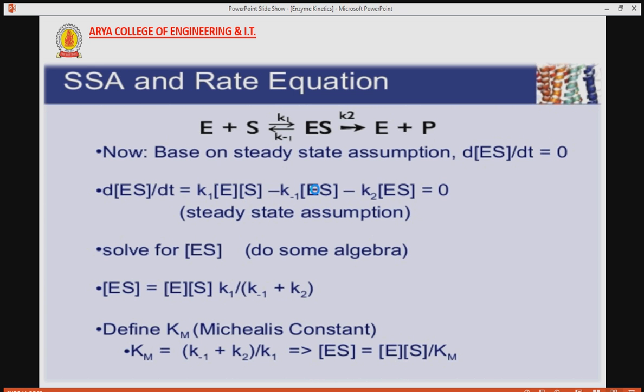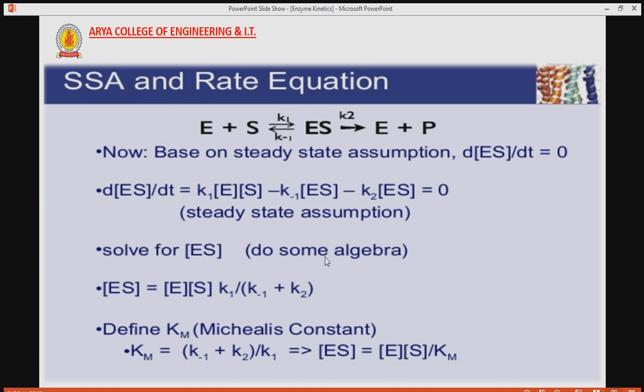So by taking again the mechanism of enzyme substrate, E plus S gives ES and further E plus P, here P is the product. Now taking the steady state assumption, that is time rate of change of enzyme substrate complex is equal to 0, we can write time rate of change of enzyme substrate complex is equal to K1 into E into S minus K minus 1 ES minus K2 ES is equal to 0.